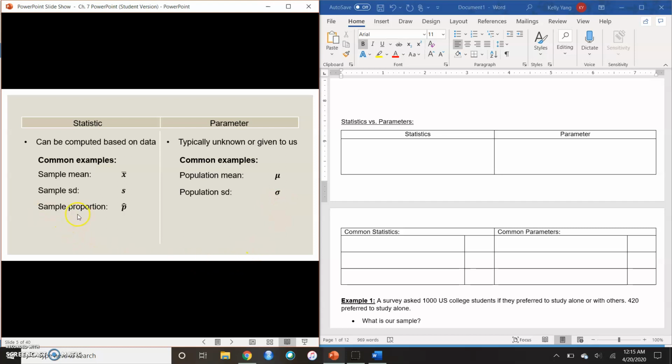Finally, if we have a sample proportion, we have a population proportion. The population proportion is denoted as just P without the hat. So the hat here will always indicate that this is just a statistic or an estimate.